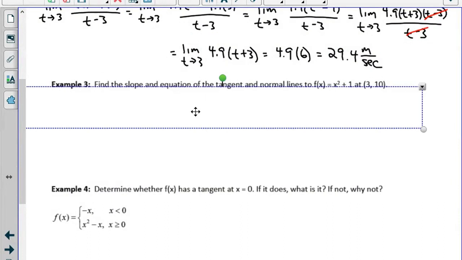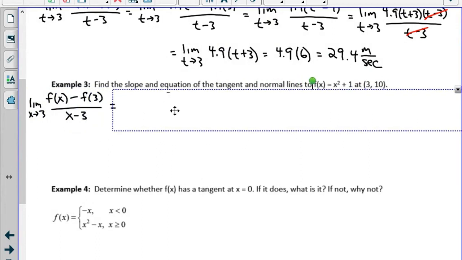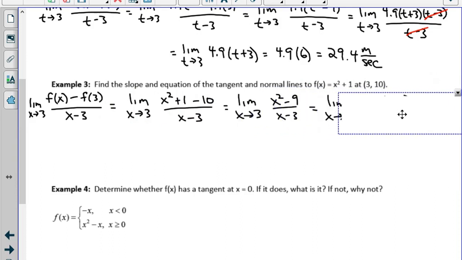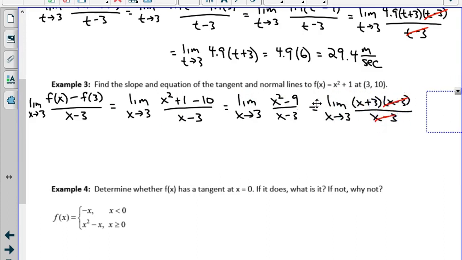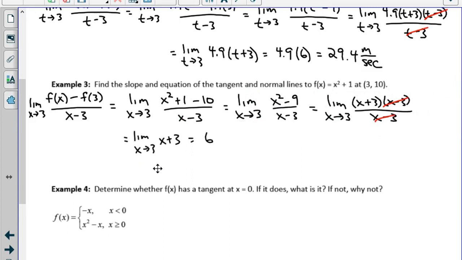Example 3, find the slope and equation of the tangent and normal lines to f of x equals x squared plus 1 at the given point. So I'm going to use method 2. I'm going to substitute x squared plus 1 and 10 in for f of x and f of 3. I simplify. I recognize that x squared minus 9 factors. And then I end up with the limit as x approaches 3 of x plus 3, which I can directly substitute 3 in and get 6. So notice once again the denominator canceled.